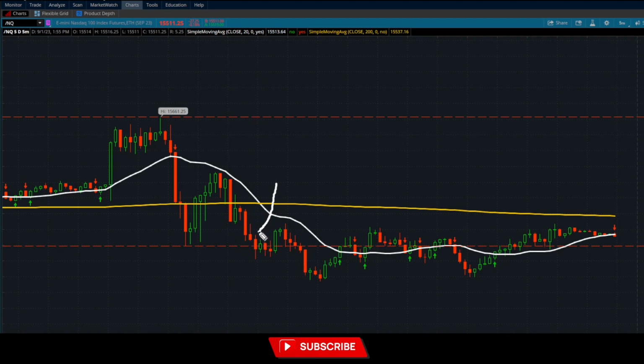But again, what we would be looking at here is a couple of things. If you were to take a first entry here, just when we broke through the lows, you would have made a little bit of money, 10, 12, 13 points, and then it immediately snapped back on you. You would have gotten stopped out if you used a 1-bar stop. So here's how you do it.